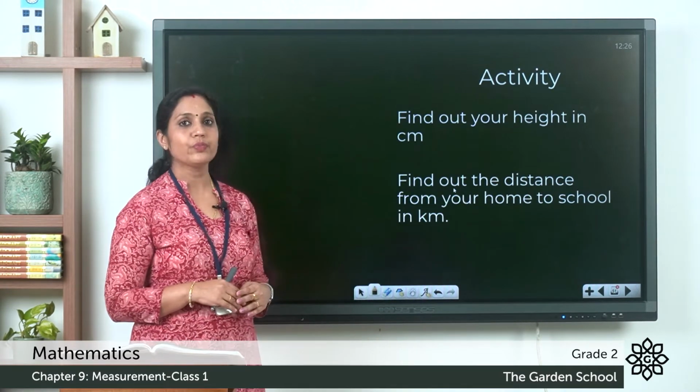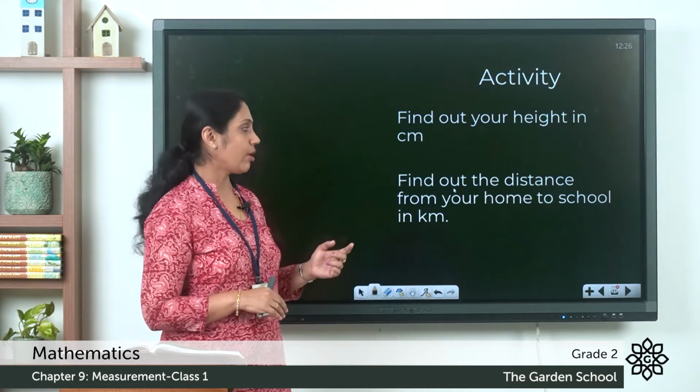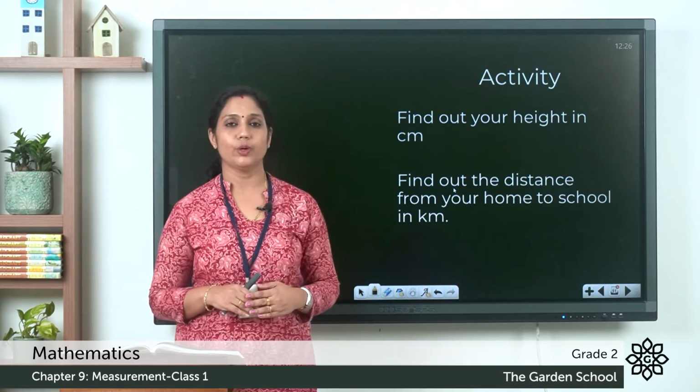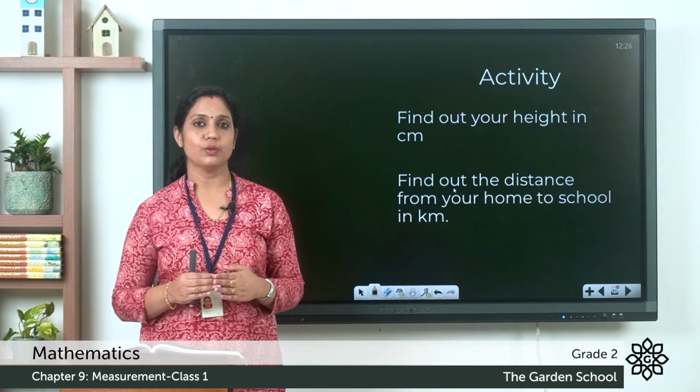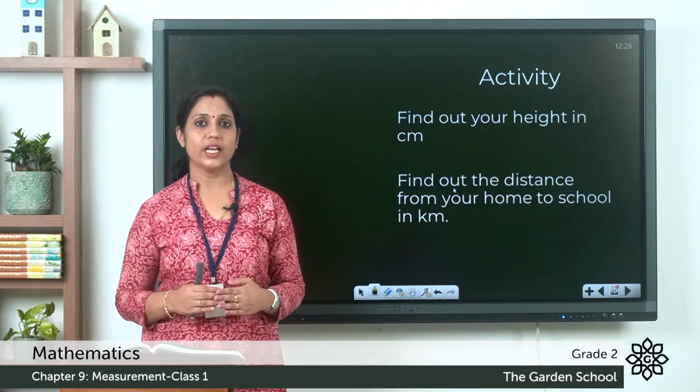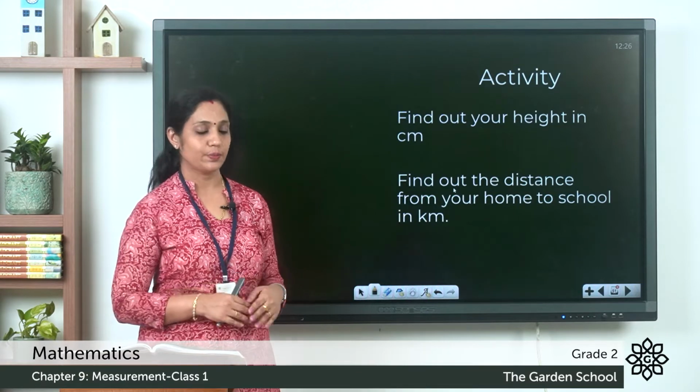And also one more, find out the distance from your home to school in kilometers. You can ask your parents how much distance it is from your school to home. So find that out and write it in kilometers.